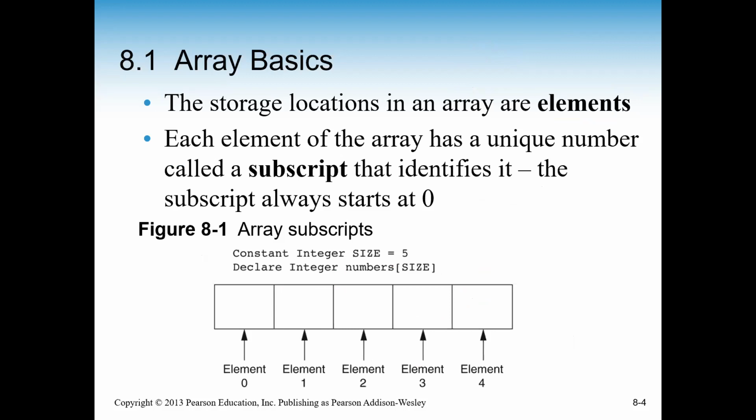So, array basics. The storage locations in an array are called elements. Sometimes they're also called cells. So the little, right? Those are the elements or the cells in the array. Each element of the array has a unique number called a subscript, or I'll call it an index usually, that identifies it. And that subscript always starts at 0.